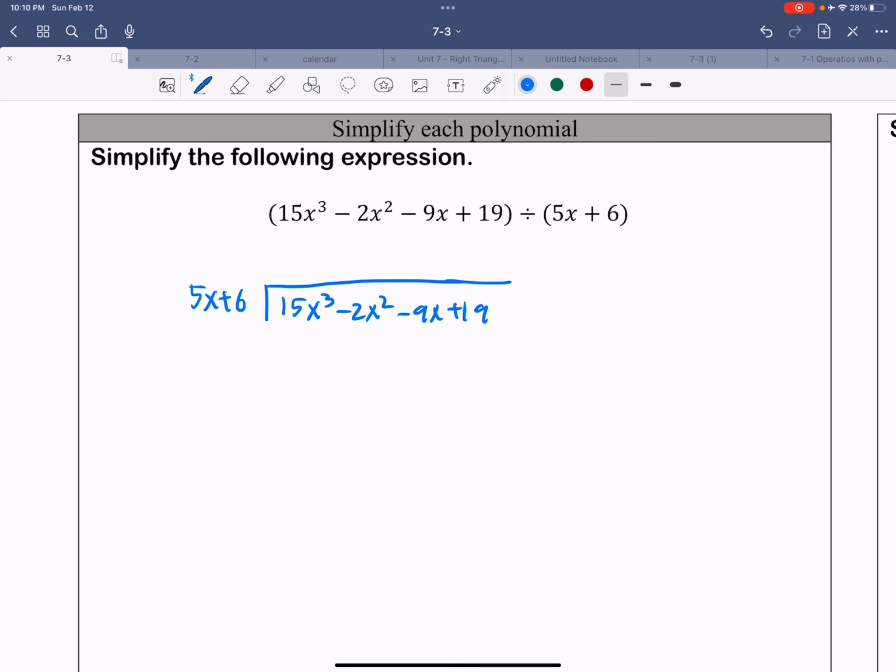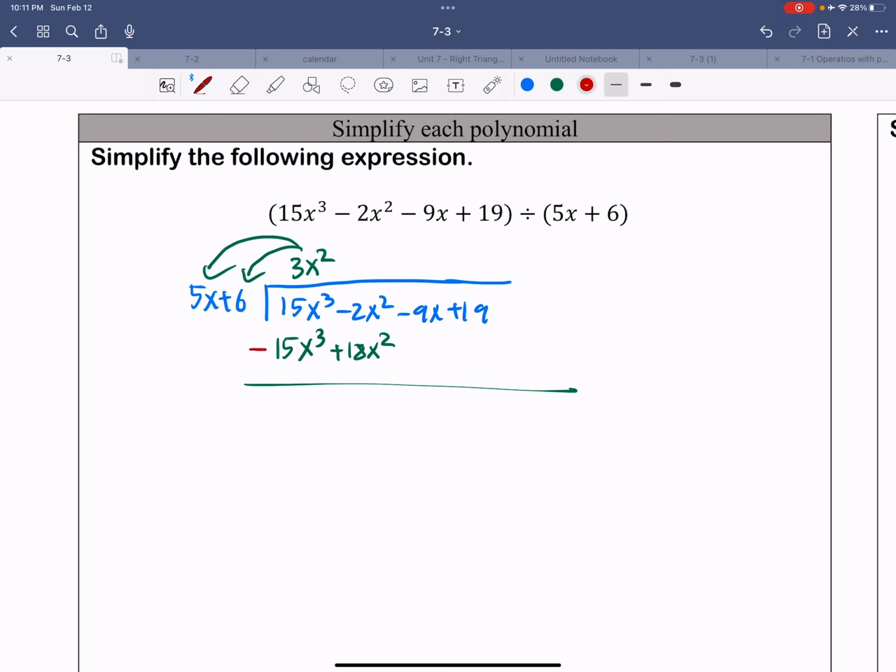So let's do this. How can I make 5x into 15x to the third power? I'm going to multiply by 3x squared. Okay. So 3x squared times 5 is 3 times 5 is 15x to the third power. But you also have to multiply with this one, which is plus 18x squared.